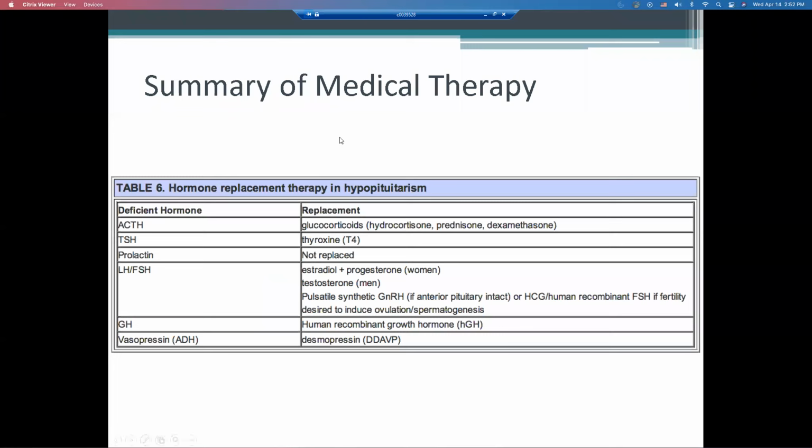To summarize, if you have ACTH deficiency, it is adrenal insufficiency, you give them hydrocortisone. If it's TSH deficiency, you give them thyroxine. Prolactin does not require treatment. LH and FSH, you treat with testosterone or estrogen. Growth hormone deficiency, you treat with growth hormone if needed. Antidiuretic hormone deficiency is treated with vasopressin or desmopressin.